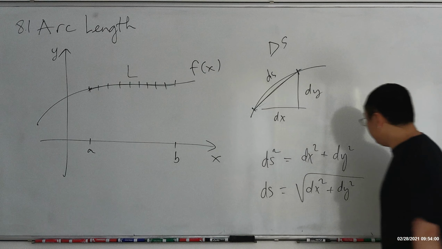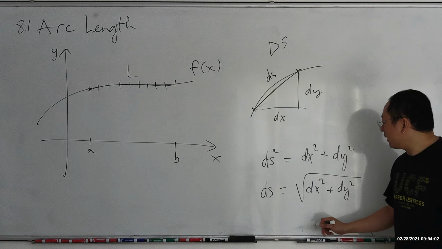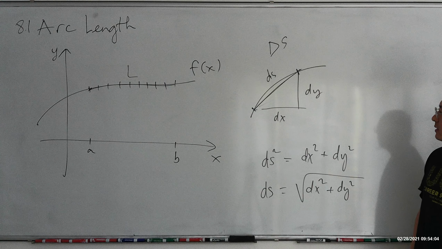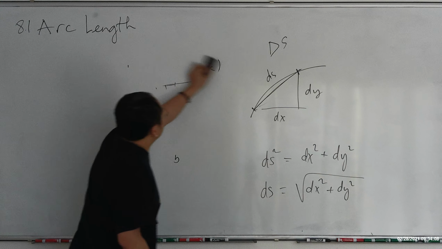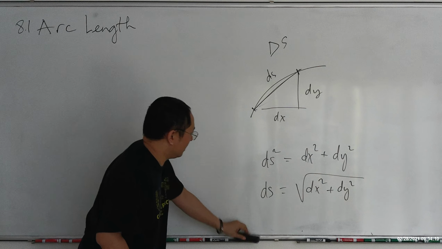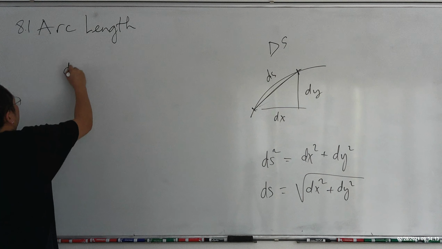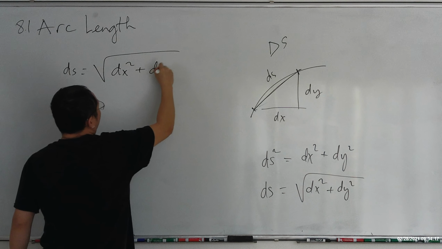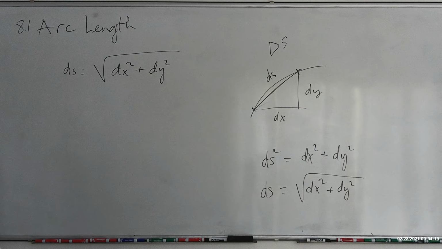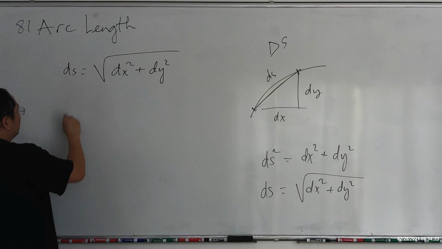And say I can do it this way. There's two ways to think of the problem. It depends on which variable you are calculating on. So let me rewrite it up here. ds is equal to the square root of dx squared plus dy squared. Okay? So, if you integrate in terms of dx, I can think of it this way.